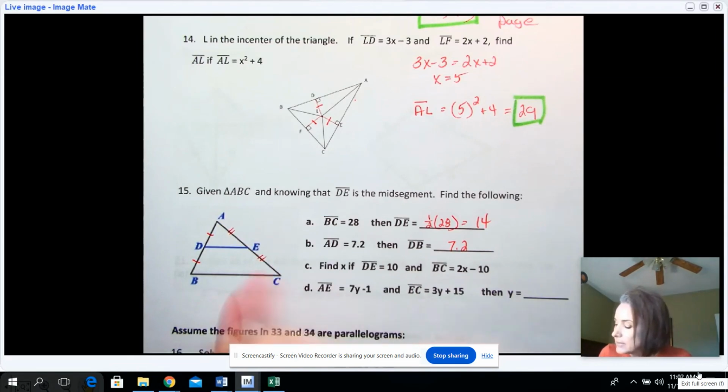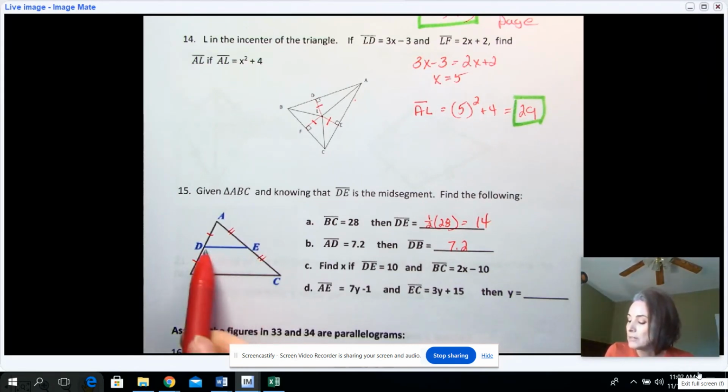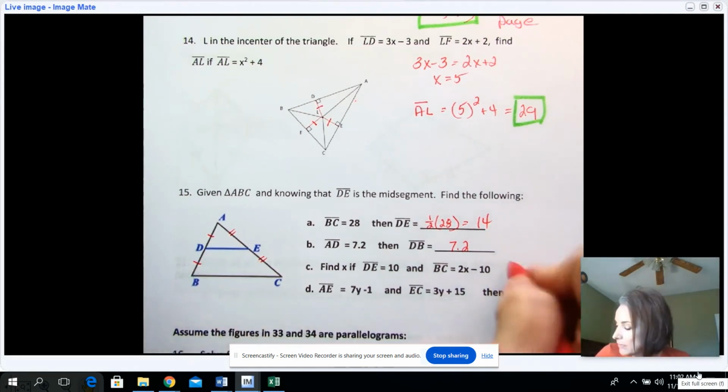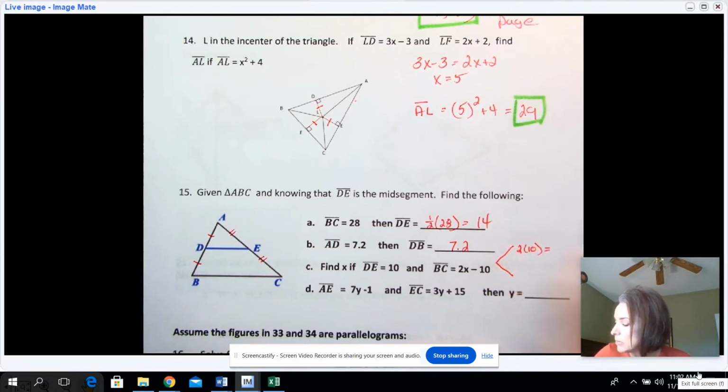Find x if DE is 10 and BC is 2x minus 10. Well, I know that if I double DE, it equals BC. So I'm going to have to say 2 times 10. If I double the midsegment, it equals the base, 2x minus 10. So here I get 20 equals 2x minus 10. Add 10, and I get 30. Divide by 2, and I get 15. So x is 15.